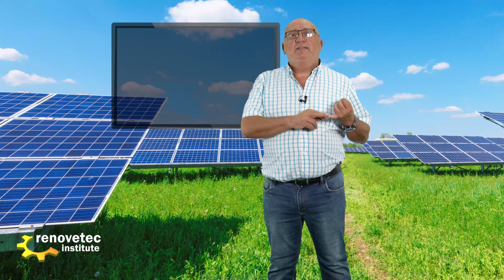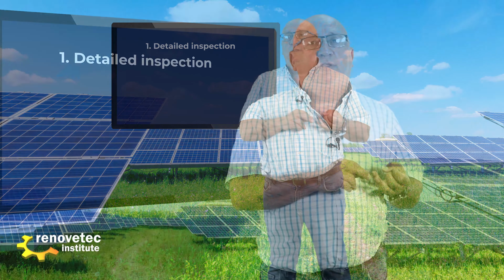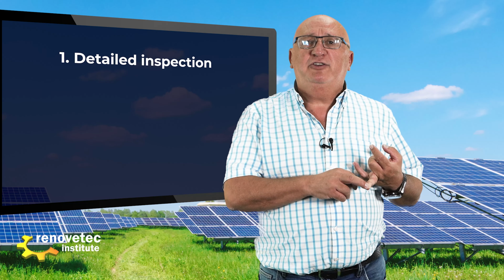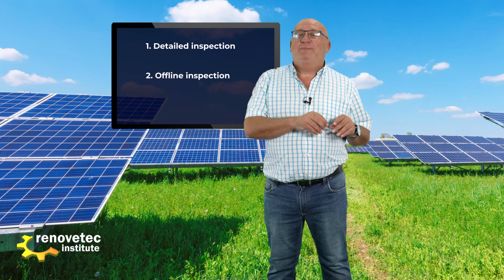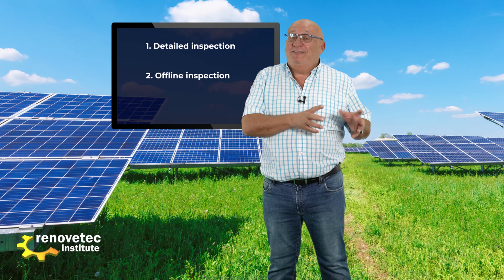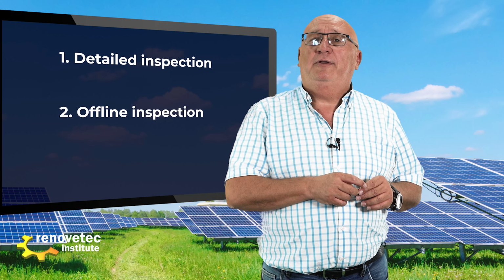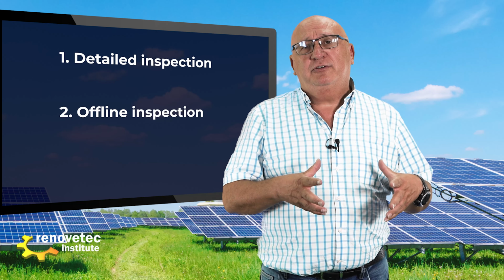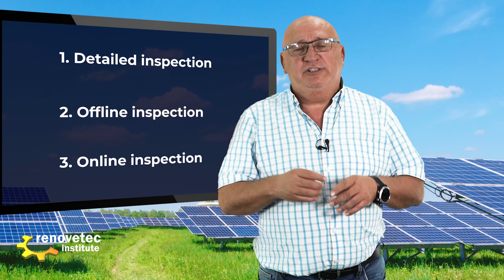The first one is the detailed inspection, the field inspection. The second one is the inspection made with some special devices. It's what we sometimes call predictive maintenance, but it's not really predictive maintenance. And the third one is the inspection that we do in the SCADA system, in our control system.